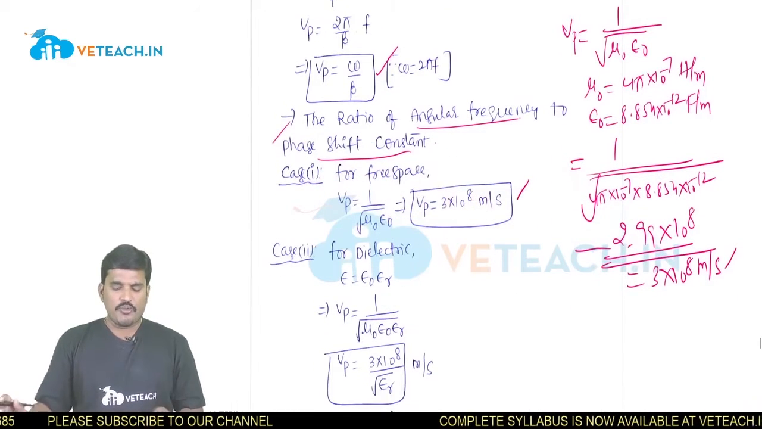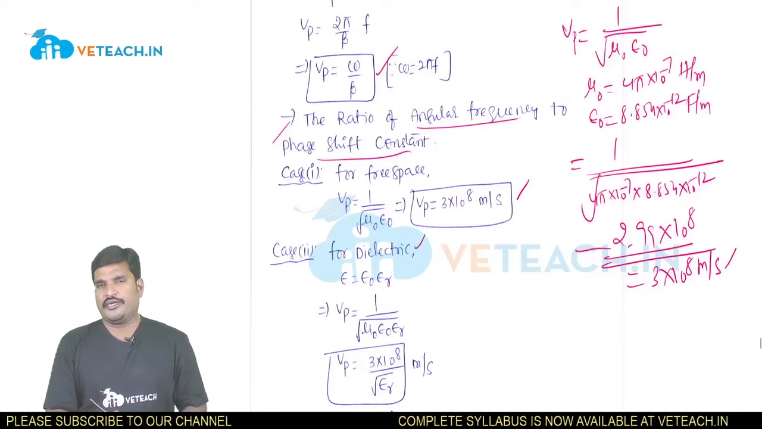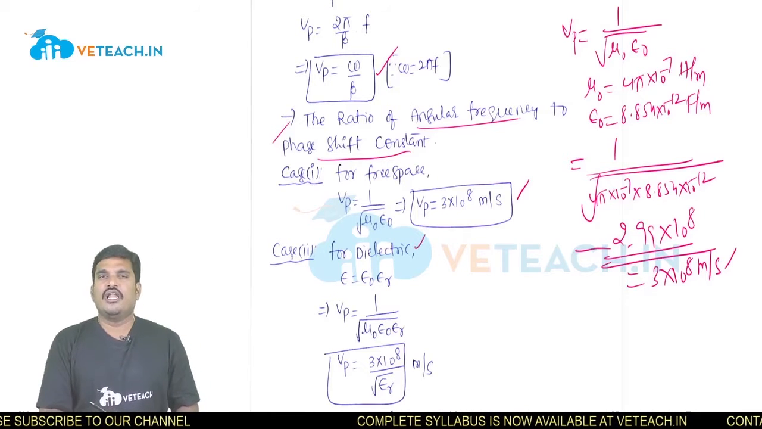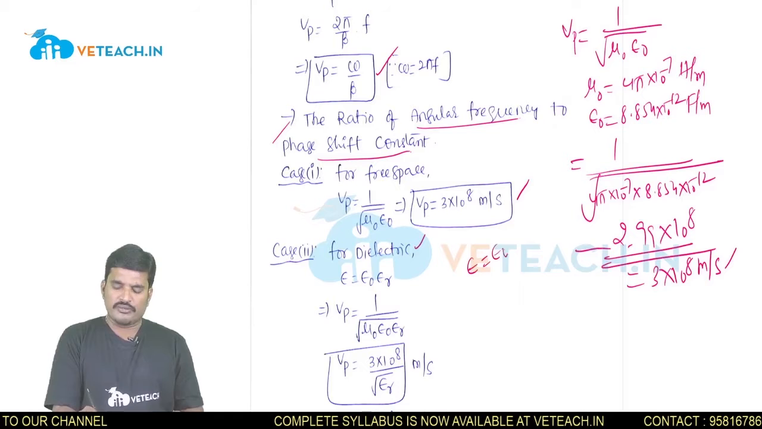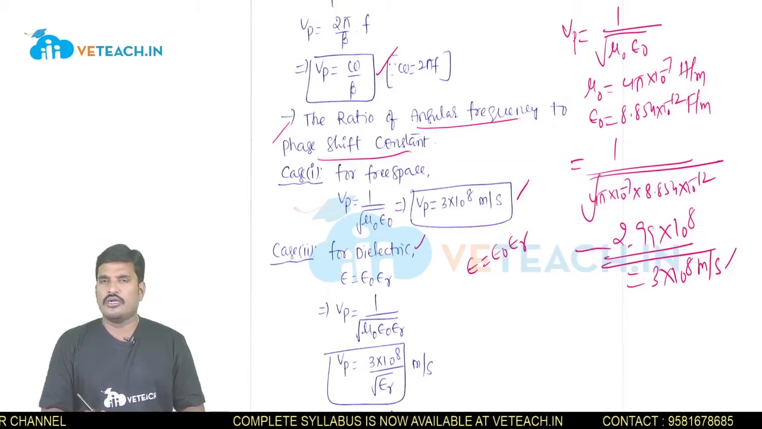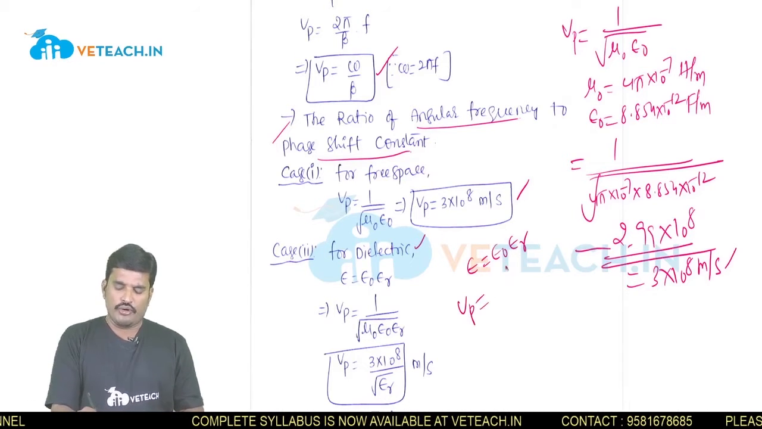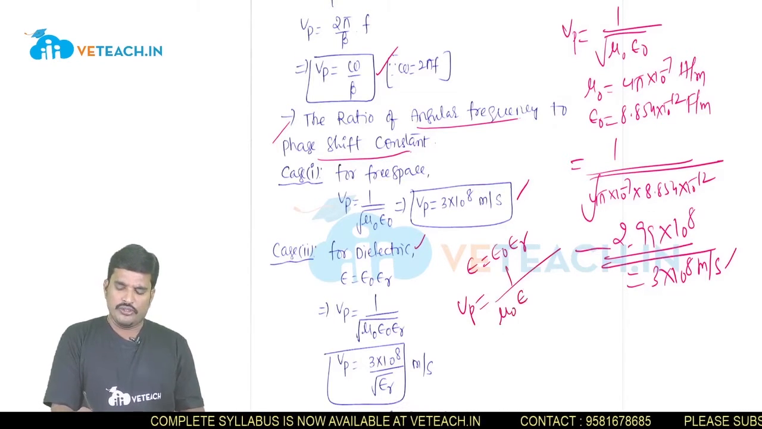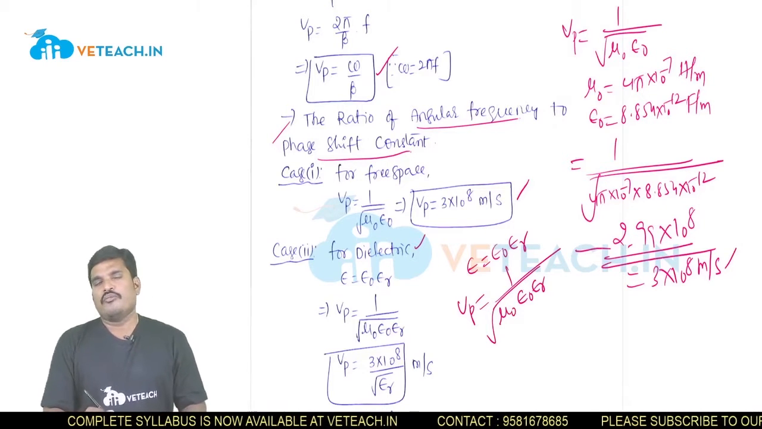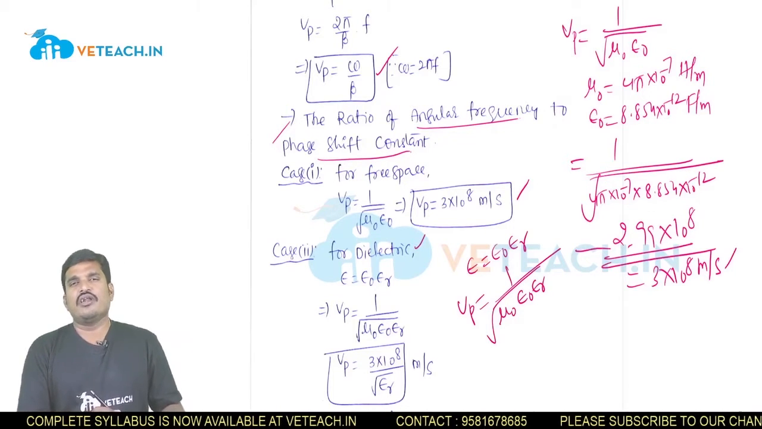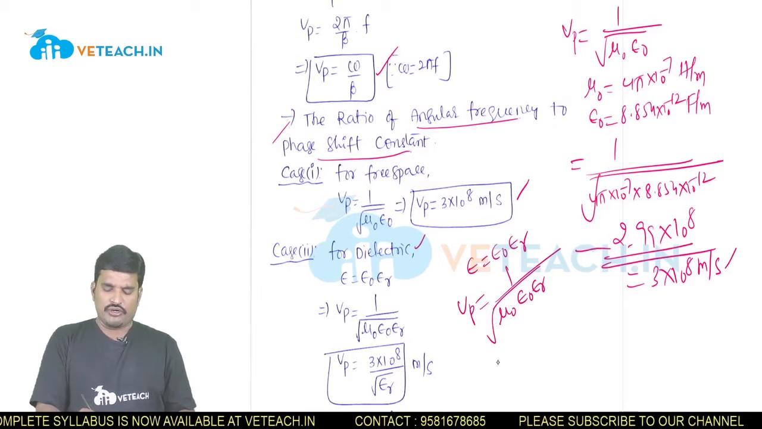Suppose you consider a dielectric, not free space. Consider there is a dielectric where epsilon becomes epsilon naught epsilon r. Then how can you write Vp? Vp is equal to 1 by root of mu naught into epsilon naught epsilon r. Why am I not writing mu r here? For all dielectrics, mu r is 1, that's why this value is not counted.